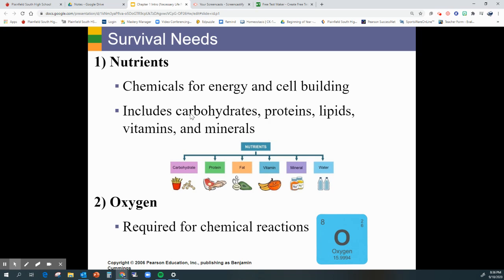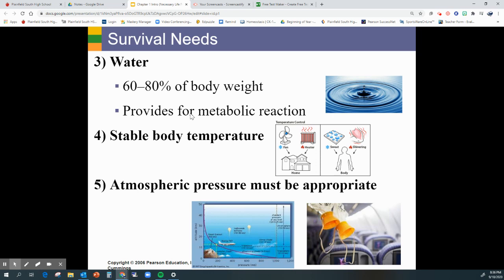Number 2 here talks about oxygen. We're an aerobic organism, so we require oxygen to be able to break down and do our chemical reactions. Without oxygen, we can't do that. So oxygen is one of those basic survival needs. Water is another one. You've probably heard the old adage that most humans are about 70 to 75% water. Well, it really depends.